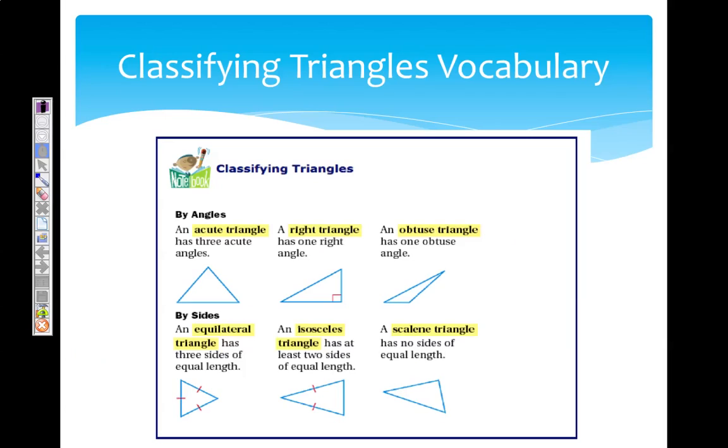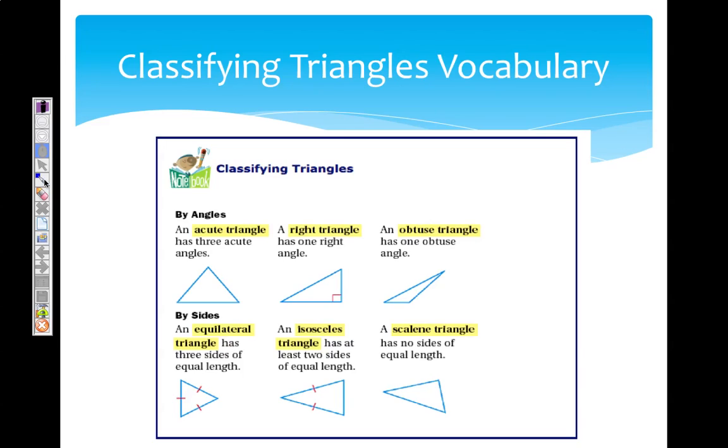Okay, the first thing we're going to talk about is classifying triangles. There are basically two ways that we can classify triangles. We can classify triangles by their angles and by their sides. It might be a good idea to grab your highlighter. This is going to be the vocabulary part of your notes, and we do have 9 vocabulary words. 6 of them will come right from this screen.